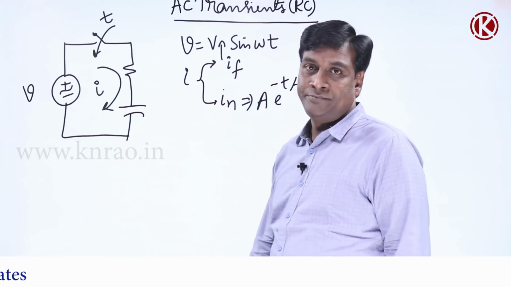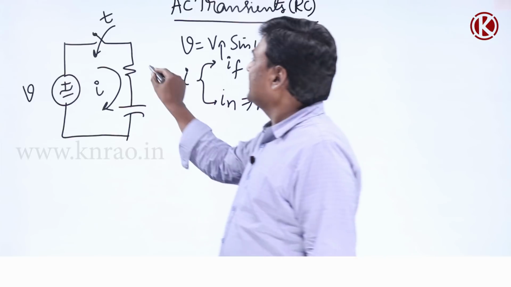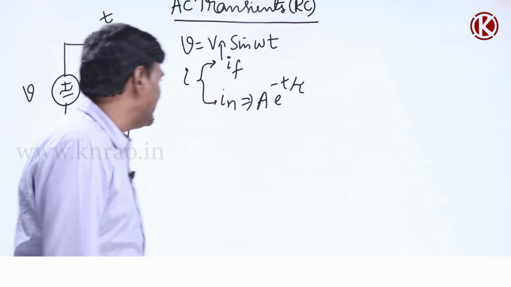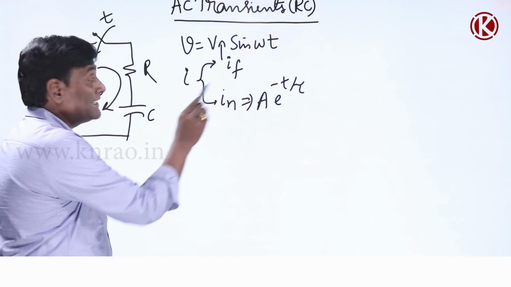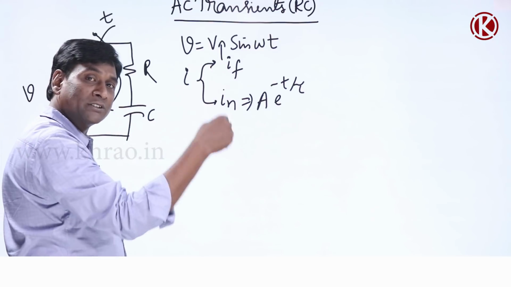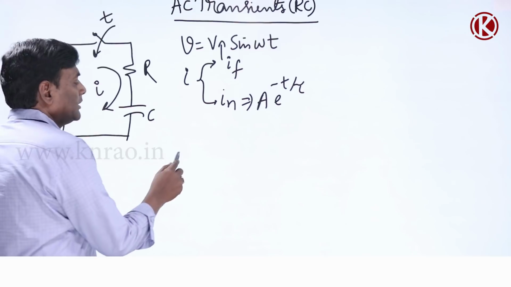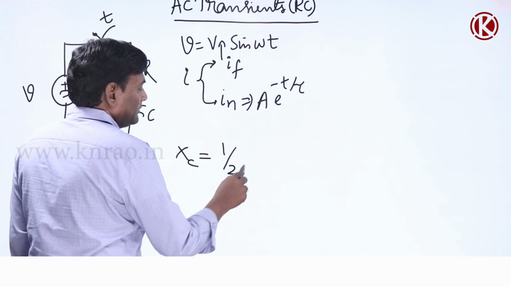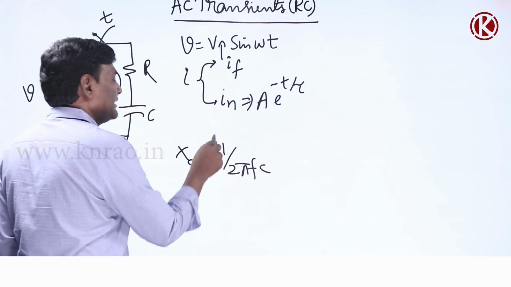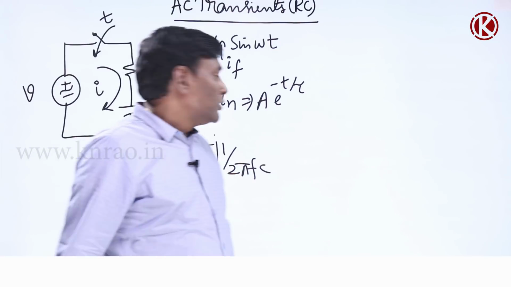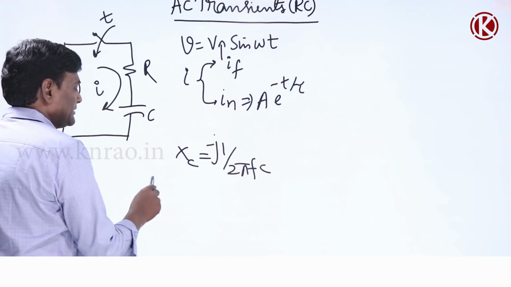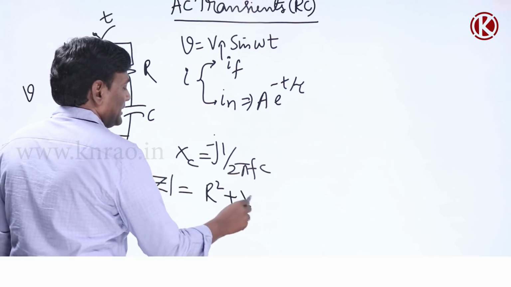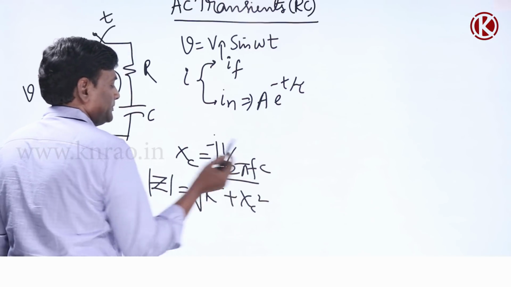So by that time, how much will be the current? Already we know, if I think of this as R and this as C, what is XC for steady state condition? Because this is AC steady state condition, forced response at t tends to plus infinity. So C can be represented as XC equal to 1 by 2 pi FC, or minus j can be added. So you know how to calculate impedance here: mod Z equal to under root of R square plus XC square.